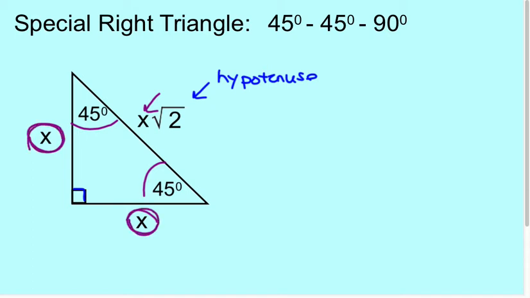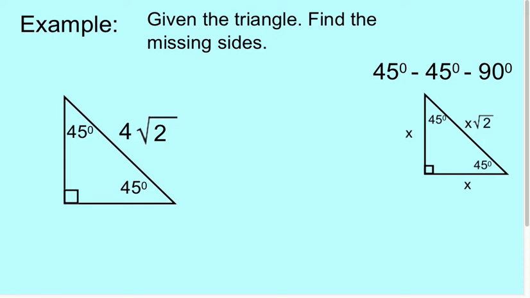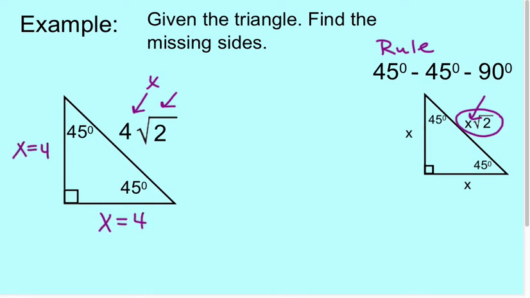So let's go ahead and do a couple examples. Go ahead and write this example down. And I have the rule over here on the right. So we give you this triangle, a 45, 45, 90, and we give you the hypotenuse to be 4 square root of 2. Well, if you look over here, here's our hypotenuse, and our x is 4 in our example. So then this side must be 4, and this side must be 4.